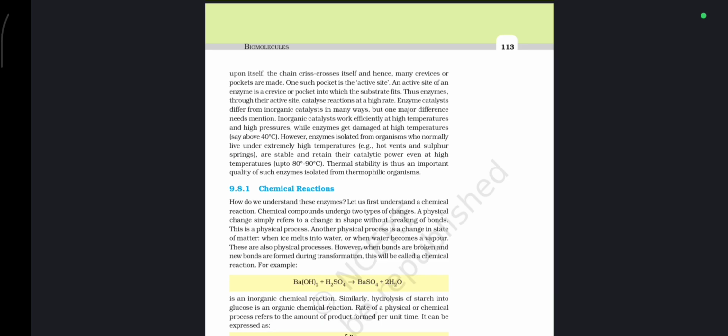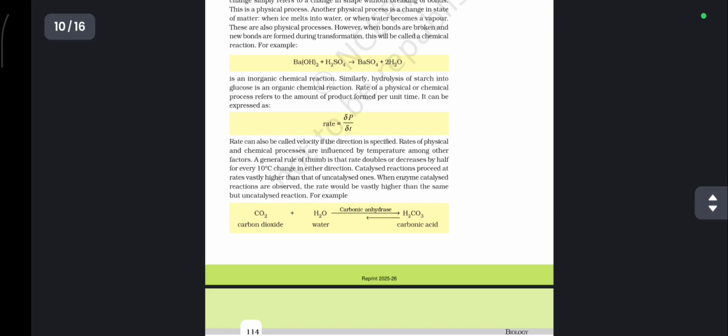However, when bonds are broken and new bonds are formed during transformation, this will be called a chemical reaction. For example, Ba(OH)2 plus H2SO4 gives BaSO4 plus 2H2O, which is an inorganic chemical reaction. Similarly, hydrolysis of starch into glucose is an organic chemical reaction. Rate of a physical or chemical process refers to the amount of product formed per unit time. It can be expressed as rate = delta P / delta t. Rate can also be called velocity if the direction is specified.